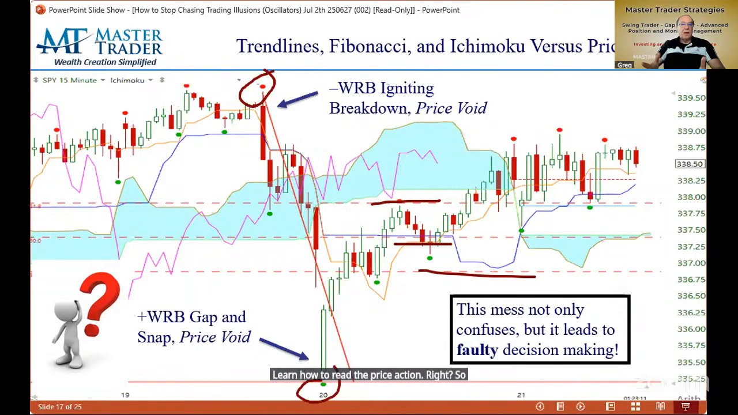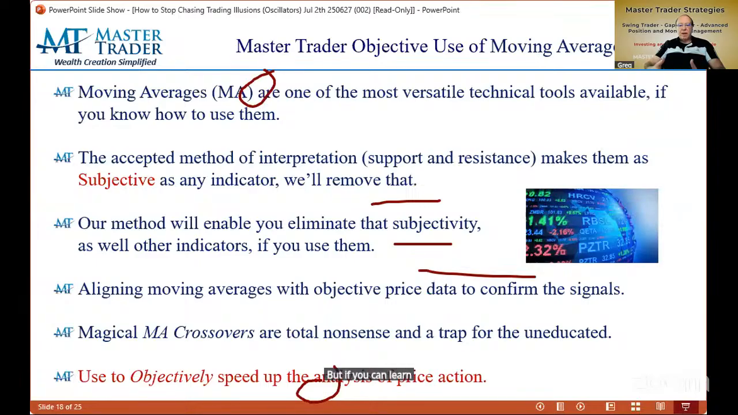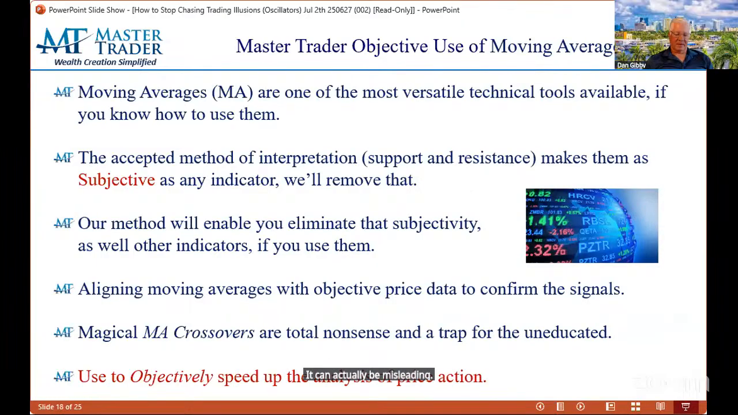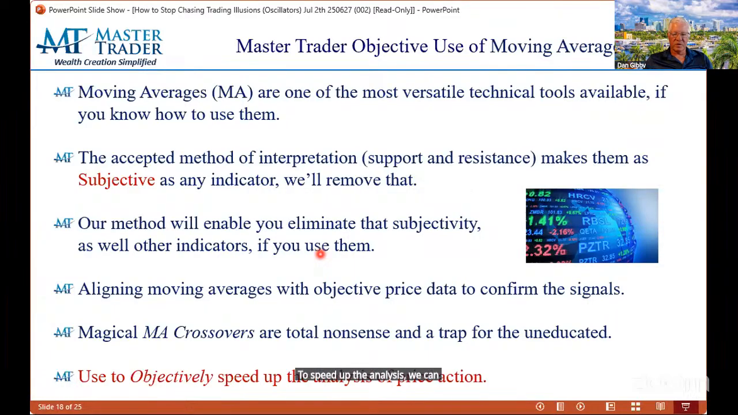So you might say, well, we use a couple of moving averages to speed up the analysis. But if you can learn to read the price action in a very basic way, you find the MACD is useless. It can actually be misleading. Yeah, that's what Greg was starting to say here. We use moving averages, as he said, to speed up the analysis. We can read what's going on just by looking at the angle and the arrangement of them, but we are always trading price action. These can become self-fulfilling prophecies when enough people buy at them.